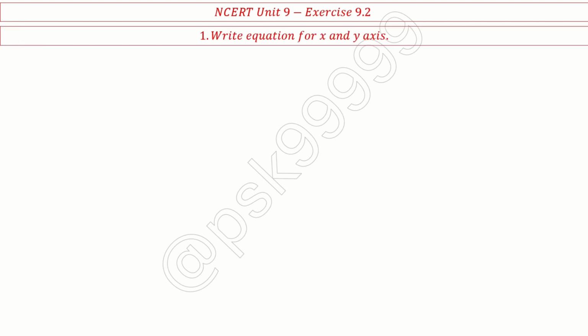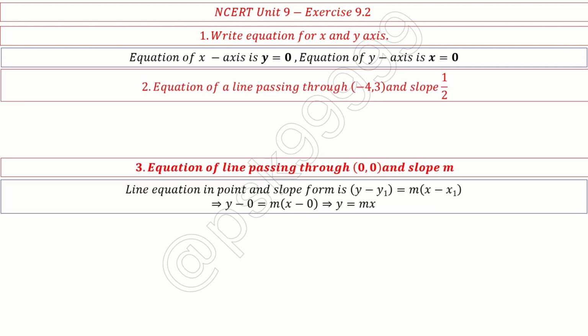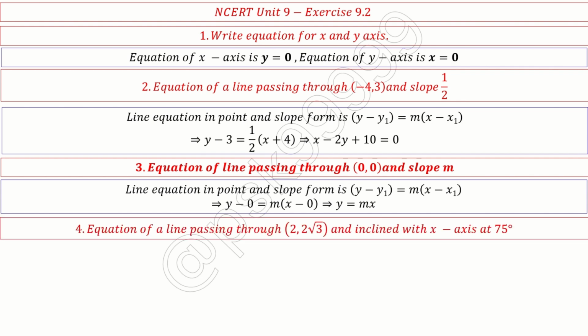Write the equation for the x and y axis. The x-axis is y equal to 0, the y-axis is x equal to 0. Similarly, for the equation of a line passing through a point with slope given, use the point slope form, straightforward. The equation of a line passing through the origin with slope m is nothing but y equal to mx.